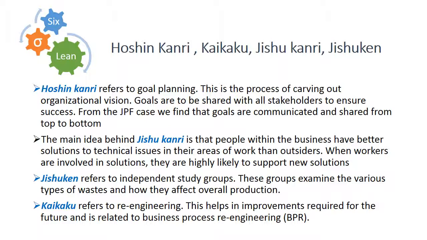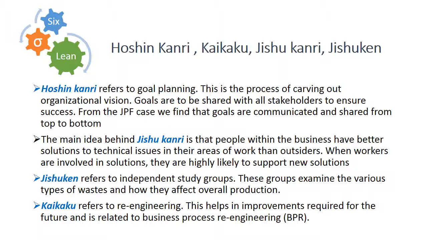Jishuken refers to the independent study groups. These groups examine the various types of waste and how they affect overall production. The main objective is elimination of waste and making the process flow better. The Six Sigma Lean principle of Kaikaku refers to reengineering. This helps in improvements required for the future and is related to business process reengineering, BPR.